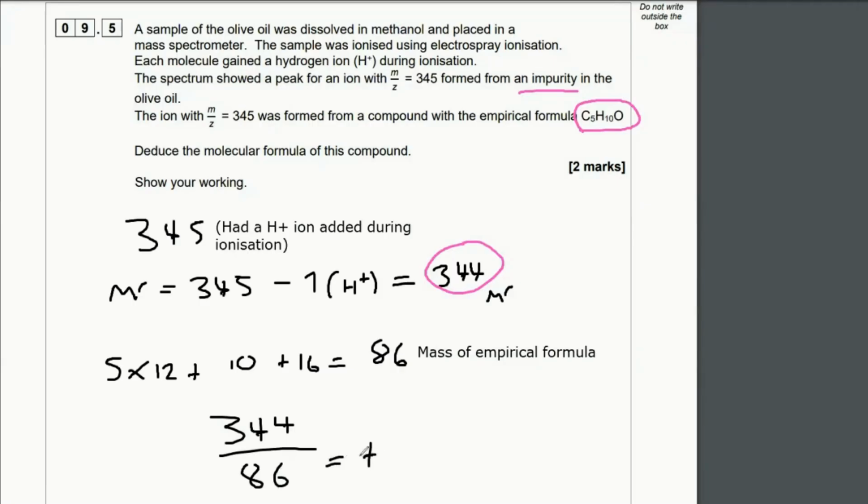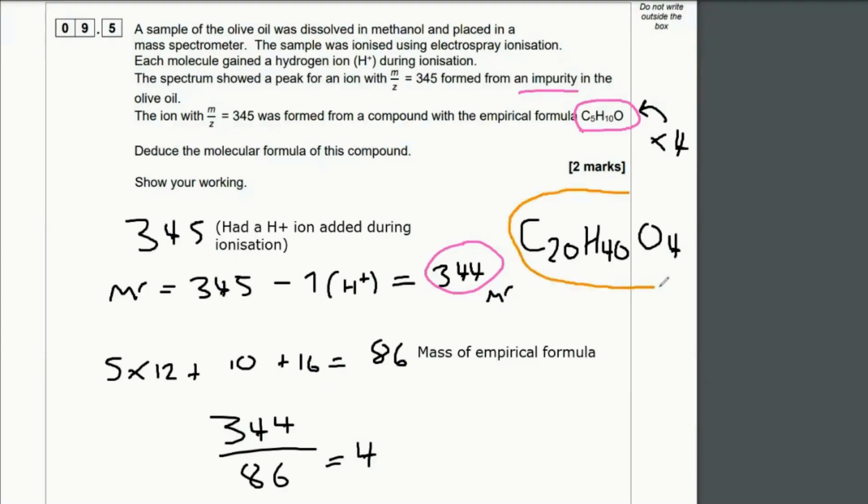344 divided by 86. We know that there is a difference of 4 as the factor. So we need to multiply the empirical formula by 4 to get C20H40O4. And that is the molecular formula because it's 4 times bigger than the empirical one. Awesome. There's your marks. End of the question.